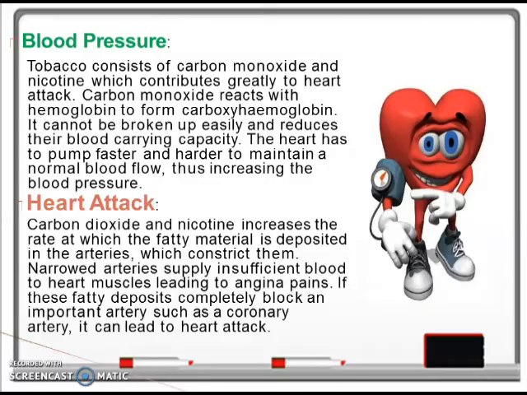Heart attack. Carbon monoxide and nicotine increase the rate at which the fatty material is deposited in the arteries, which constrict them. Narrowed arteries supply insufficient blood to heart muscles, leading to angina pains. If these fatty deposits completely block an important artery such as the coronary artery, it can lead to heart attack.